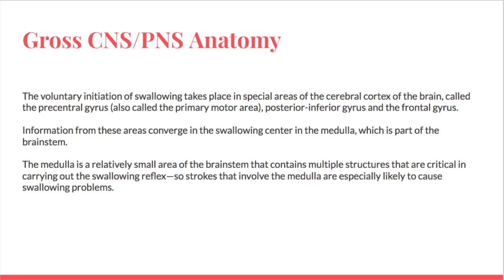For the gross CNS and PNS anatomy involved in oropharyngeal dysphagia, we see that the voluntary initiation of swallowing takes place in special areas of the cerebral cortex of the brain called the precentral gyrus, also the primary motor area, the posterior inferior gyrus, and the frontal gyrus. Information from these areas converges in the swallowing center in the medulla, which is part of the brainstem. The medulla is a relatively small area in the brainstem that contains multiple structures that are critical in carrying out the swallowing reflex. So strokes that involve the medulla are especially likely to cause swallowing problems, such as oropharyngeal dysphagia.